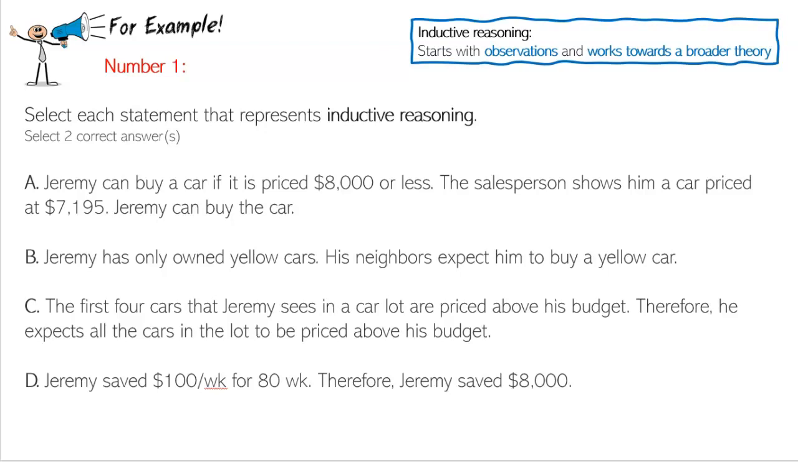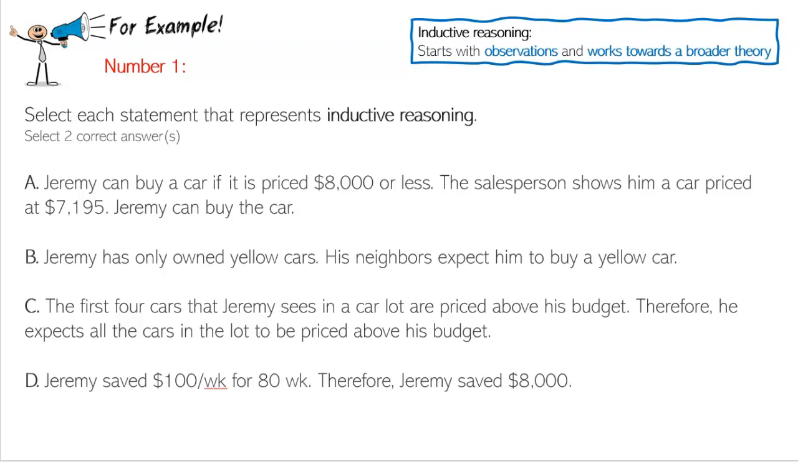So inductive reasoning, we're going to start with an observation and then work towards a broader theory. So number 1, Jeremy can buy a car if it's priced at $8,000 or less. The salesperson shows him a car at $7,195. Jeremy can buy the car. So that is not something that we're going to infer or make a theory about. That can happen.